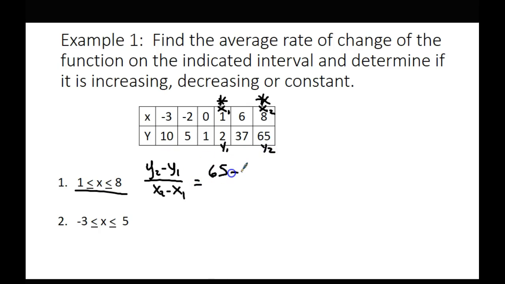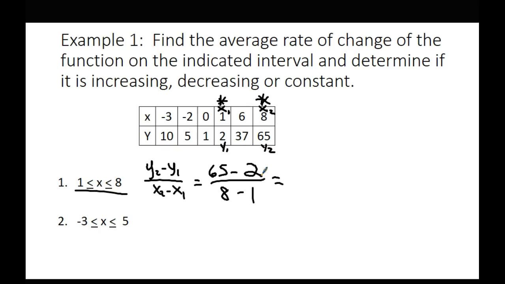So 65 is y2 minus y1, which is 8, over x2, which is 8, minus x1, which is 1. 65 minus 8. Oh, did I do it wrong? So this one's supposed to be what? 2, my bad. So y1, I mean, is 2, right? My bad. Thank you. Good catch. All right, I owe you one.